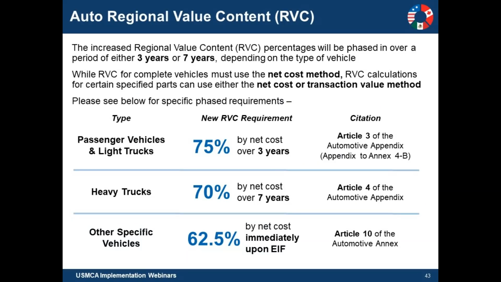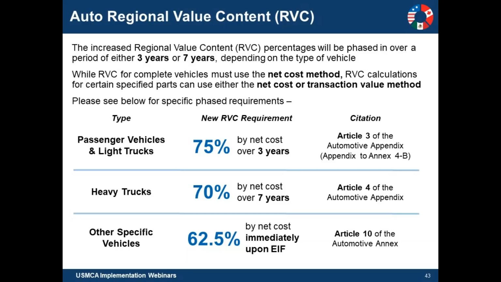Thank you, Adam. The first of the new requirements for automotive products that I'll be discussing have to do with changes to regional value content. First, as Adam mentioned, the required regional value content, or RVC, percentages under USMCA will, in general, be higher than what they were under NAFTA. And these increased percentages will be staged or phased in over a period of either 3 years or 7 years, depending on the type of vehicle.